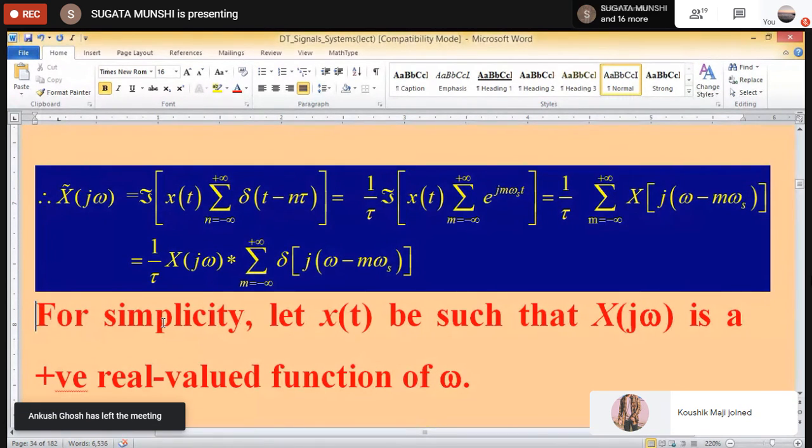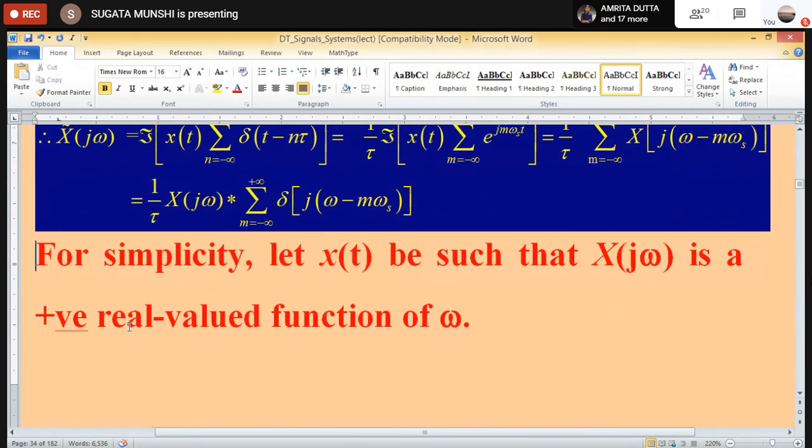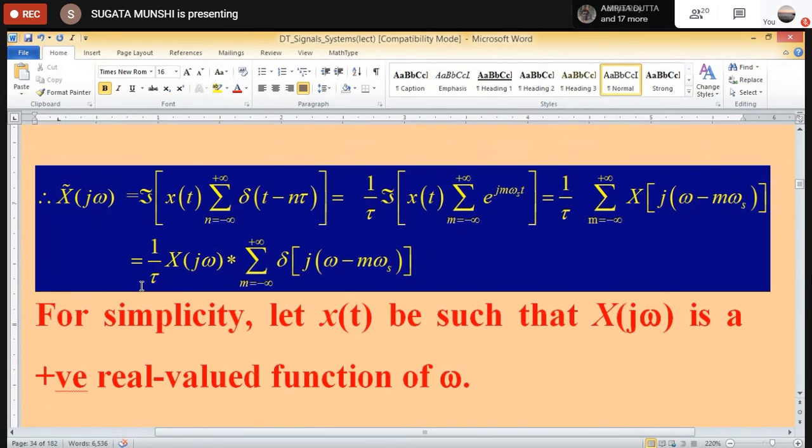In the next step, for simplicity, I am assuming that X of j omega is a positive real valued function of omega, just for the sake of illustration. If X of j omega is a positive real valued function of omega, what does it imply? It implies that x t has only an amplitude spectrum. The phase spectrum is 0 for all values of omega.